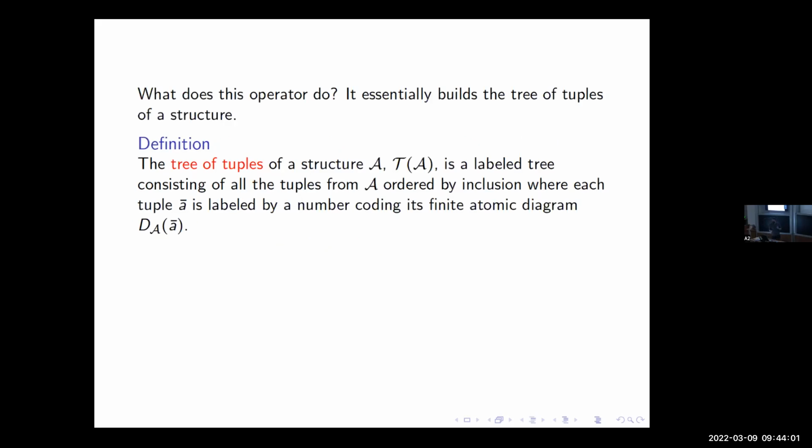Okay, what does this operator do? Essentially, it builds something we call the tree of tuples of a structure. So what is the tree of tuples? It's a labeled tree that has all the tuples of A ordered by inclusion. It's easiest to draw a little picture here. If you think of the structure A, maybe it has a1, a2, and so on in it. So the tree we're going to build, can you guys see this? It's got a root node, and the children of the root are all the individual one-tuples, and so on. And their children are the two-tuples that extend them.